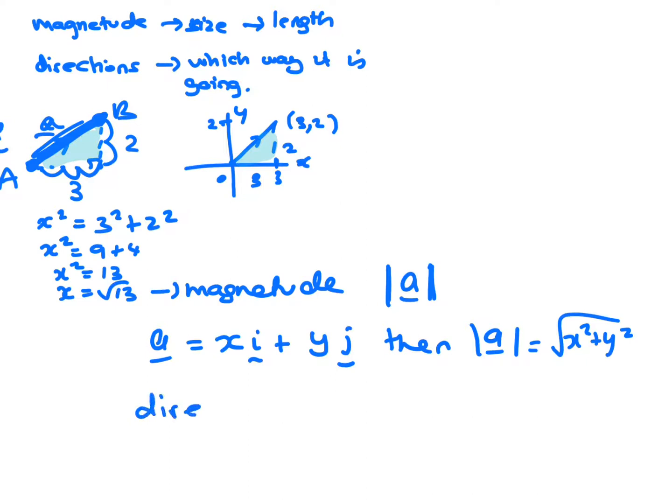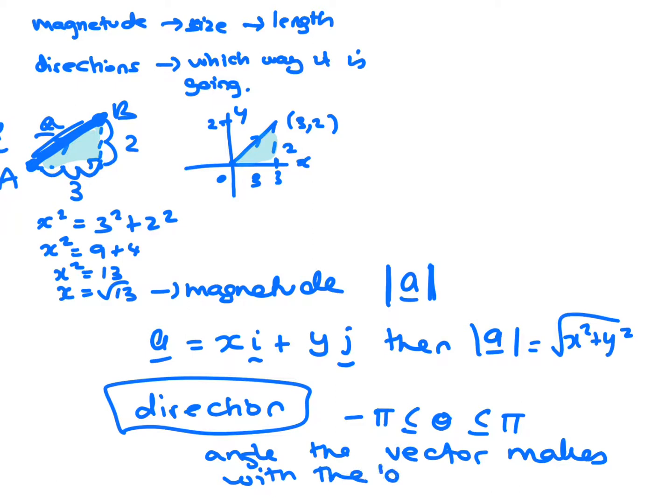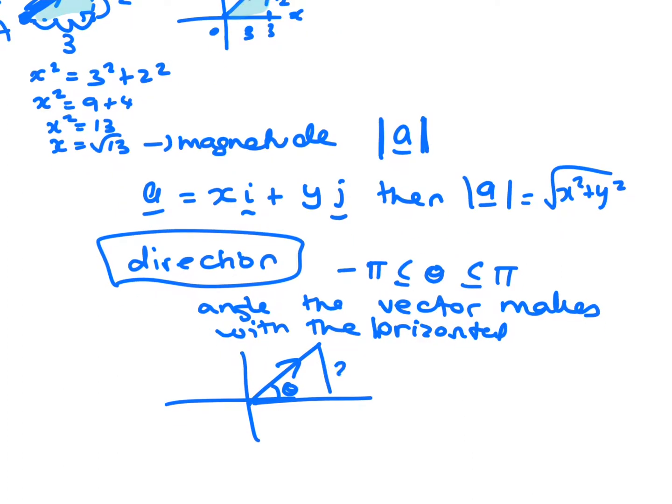Now, what would the direction be? With the direction, you always make it between minus pi and pi. We'll call that theta. Theta is the angle that the vector makes with the horizontal. By the horizontal, we basically mean that line there. So this vector here is going out there, and we're talking about that angle there. That is an acute angle, and it is in quadrant 1. So when we're looking at that, and that's 2, 3, then to find what that angle theta is, tan theta is 2 on 3. So theta would be tan to the minus 1 of 2 on 3.